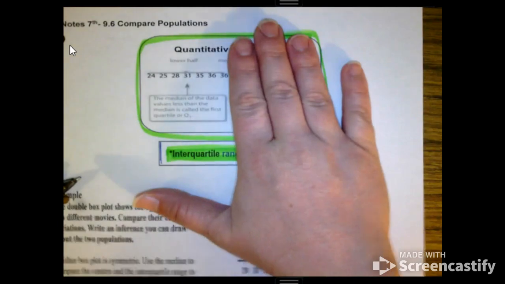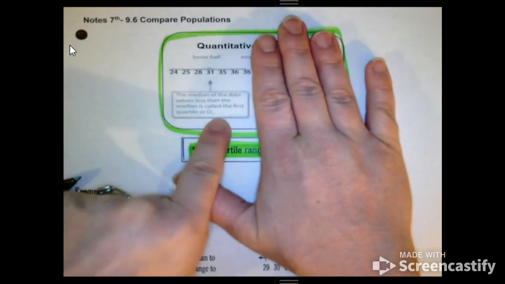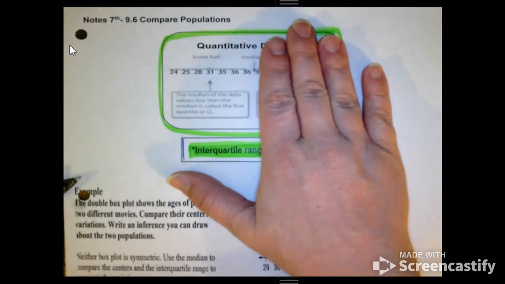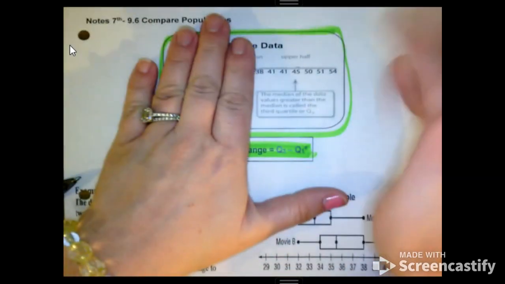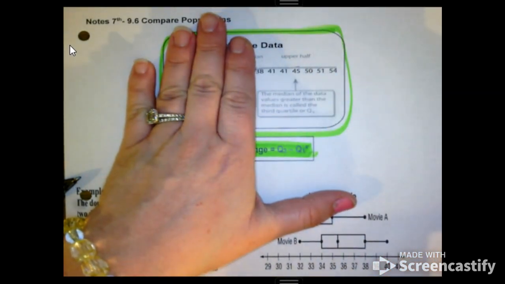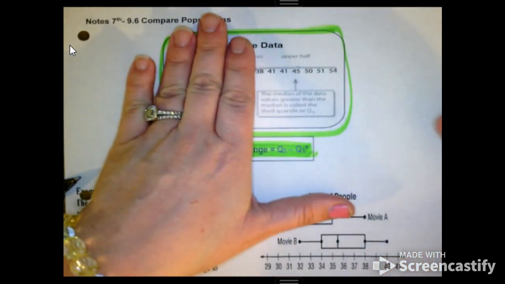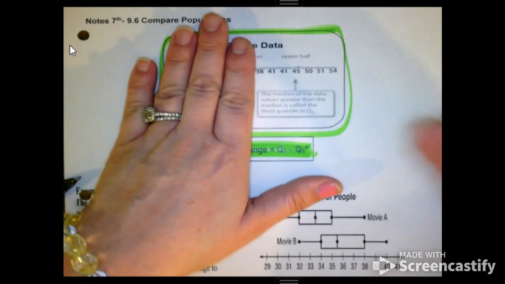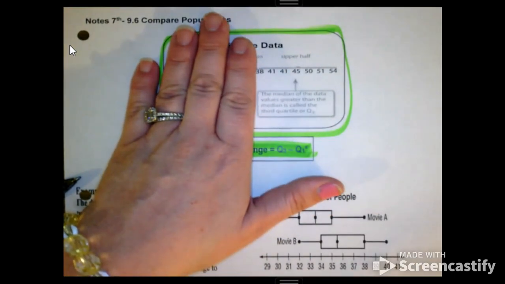If I were to look at the first half of the data, Q1 is just the median of that first part. If I want to look at the second half of the data, Q3 is the median of just that second half. So Q1 and Q3 are fancy words for medians of just a part of the data, not the whole thing.